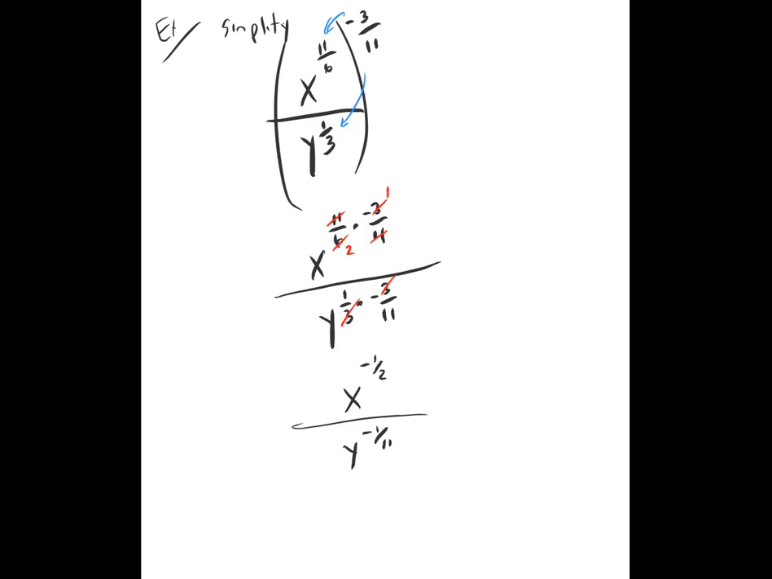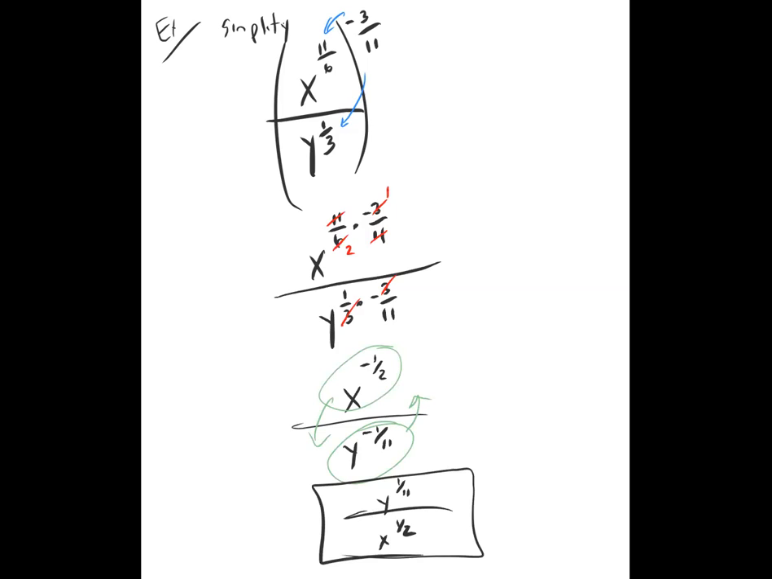And now we see that both of these are negative exponents. So because they're both negative exponents, we have to relocate them. Right? Which means this negative exponent on the top is going to go to the bottom. This one on the bottom is going to go to the top. So we get y to the power of 1 over 11, x to the power of 1 over 2. And that is this answer here simplified.